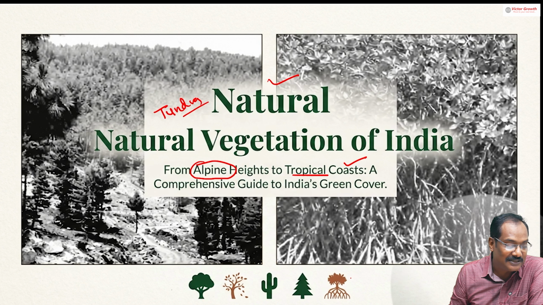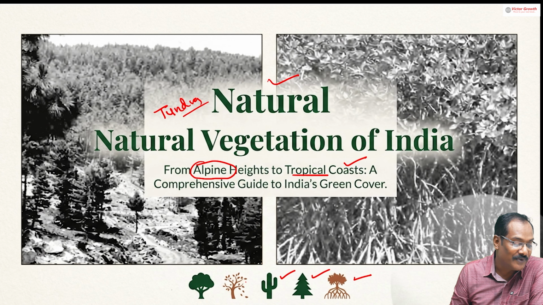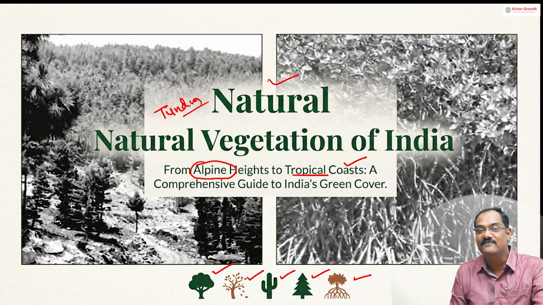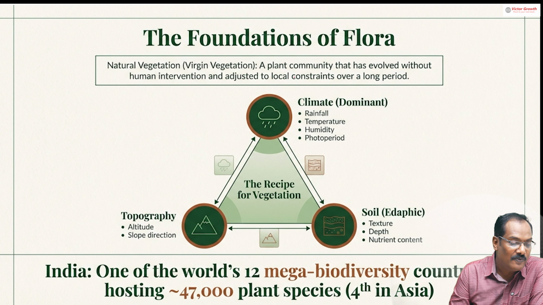So you can see this is a mangrove forest, this is a coniferous forest. We have arid, that is thorny forest. Then we have deciduous forest. Then we have evergreen forest. So very rich diversity in our forest. Okay, so the foundation of flora.